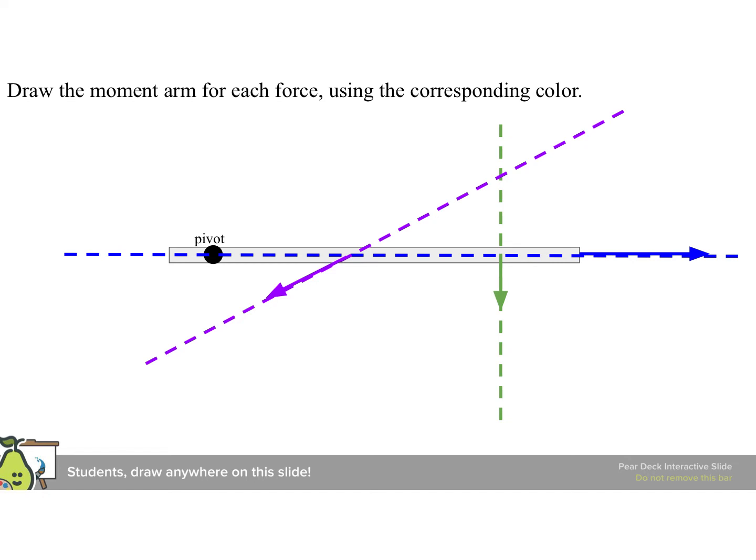Now we want to draw the moment arm for each force using its corresponding color. So the purple one, we start at the pivot and go perpendicular to the purple line. So that's the moment arm for the purple one. For the green one, we go perpendicular, but notice that perpendicular is along the actual device. That's not a big deal, but interesting to notice. And then the blue one, well, the blue one's kind of weird. The perpendicular distance between the pivot and the line of action is 0 because the blue line of action goes through the pivot point. So its moment arm is 0. I can't really even draw it because it has no length.